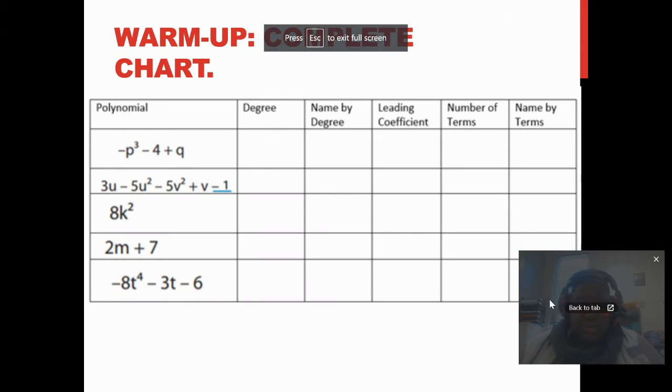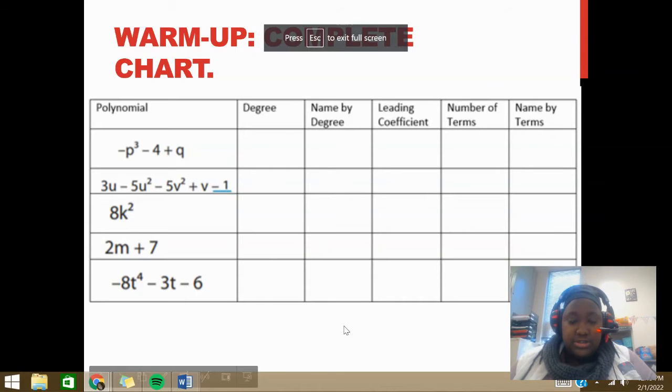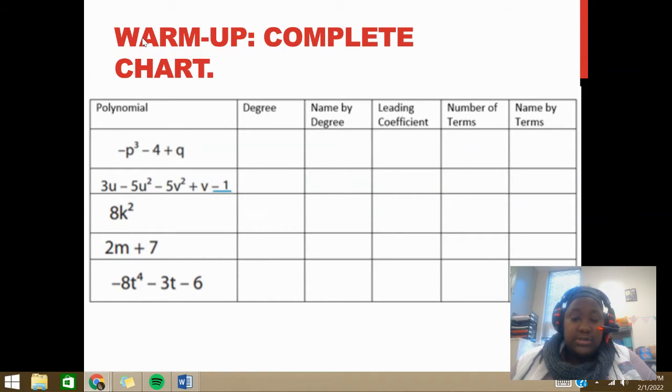On the warm up, guys, you are completing the chart, which is very similar to what we did previously, which is just: can you tell me what the degree is, how you name the degree, what's the leading coefficient, how many terms do you see, and how do you name those terms? Okay, so you're going to complete this chart on your warm up for today. And that's pretty much it.